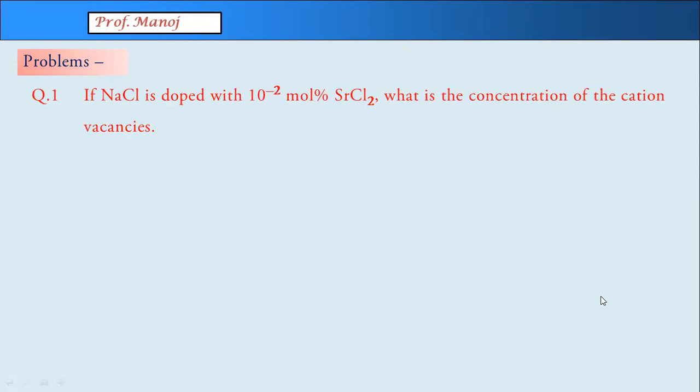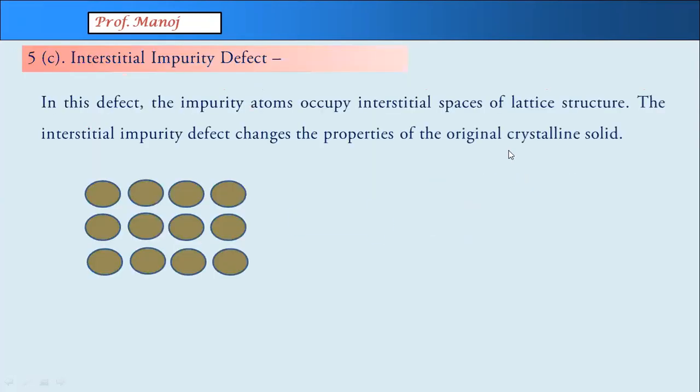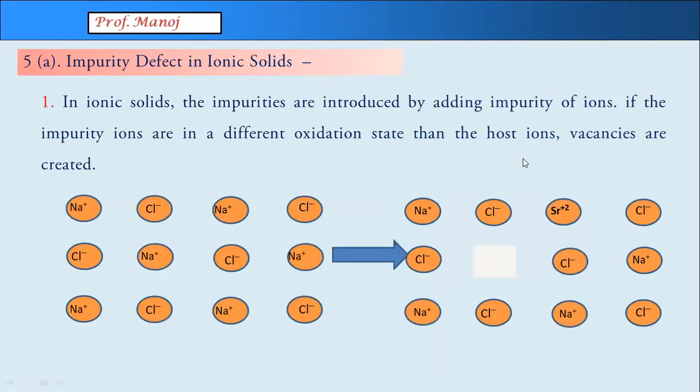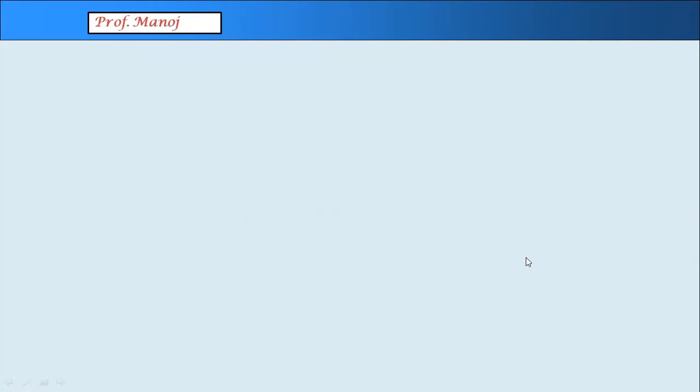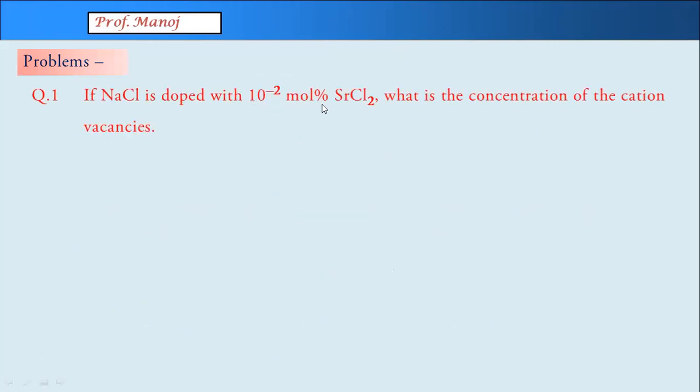NaCl is mixed with 10 raised to minus 2 mole percent SrCl2. What concentration of cation vacancies are created? What am I talking about over here? Let me show you in the diagram. When we said that strontium was introduced, there was a vacancy created. Now they're asking a problem on this: if you are introducing 10 raised to minus 2 mole percent SrCl2, how many vacancies are created?